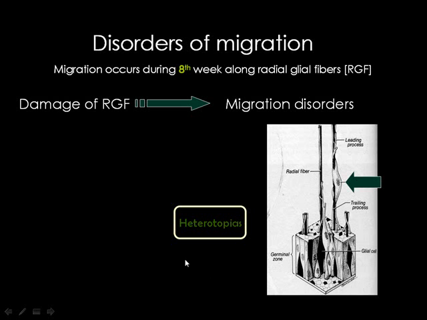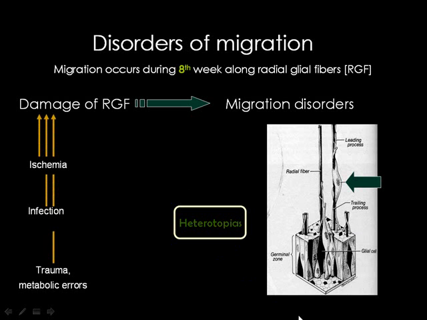Then you come to the disorders of migration. We finished with the disorders of proliferation, and we are now in the disorders of migration. The neurons migrate on the radial fibers to reach the cortex. If disorders occur here, then the neurons will stop in this area. Abnormal location of the neurons is known as heterotopia. And heterotopia means that there is normal gray matter in an abnormal location.